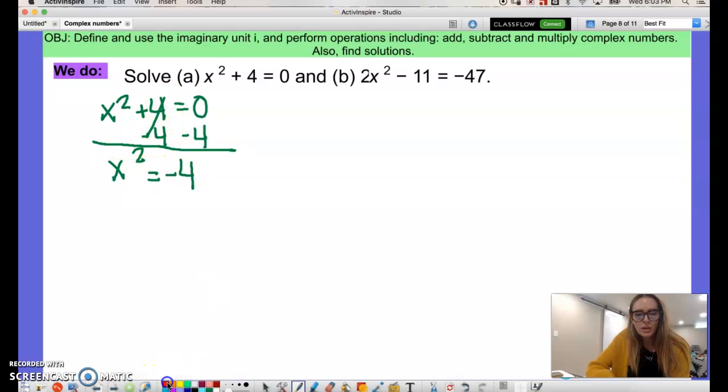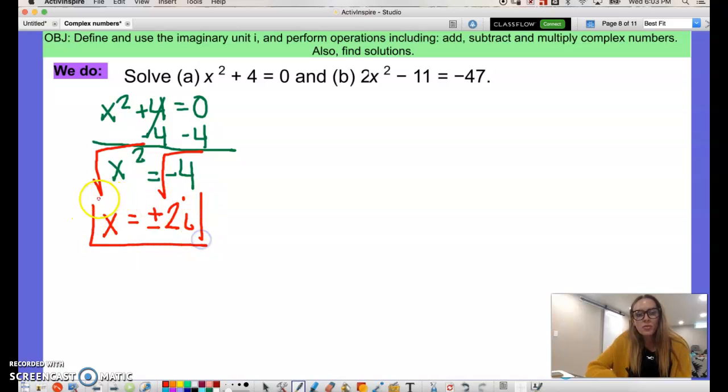Now from this point, in order to undo something squared, in order to get that out of there, we have to square root them. When we square root both sides, we actually get x equals the plus or minus option. 4 is a perfect square, and there's a negative under the radical. So we have two answers for this one.